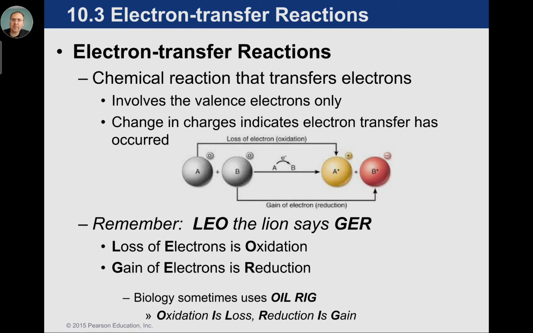That's the idea. So notice up here, as we go from this atom A over to its cation, notice in this situation, A is losing electrons and it becomes positive. That would be a Leo. Loss of electrons is oxidation. Notice here B is gaining the electrons from A. Gaining electrons is reduction, and that makes you negative.